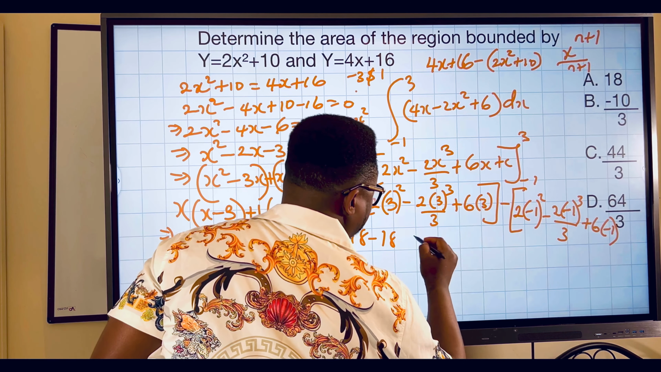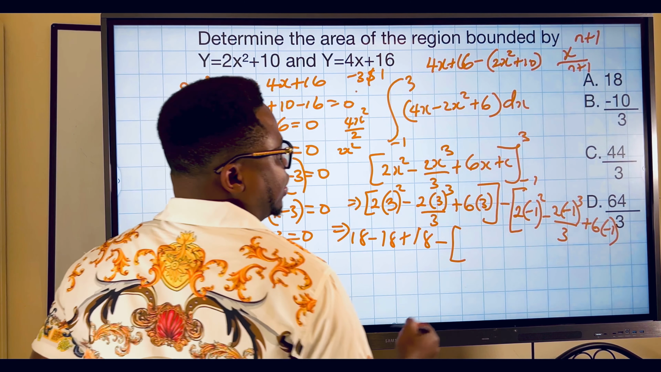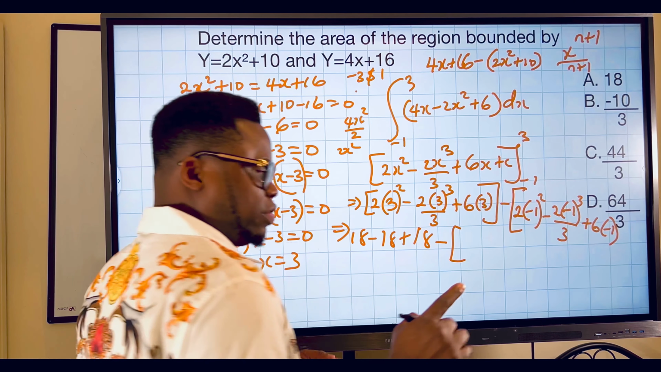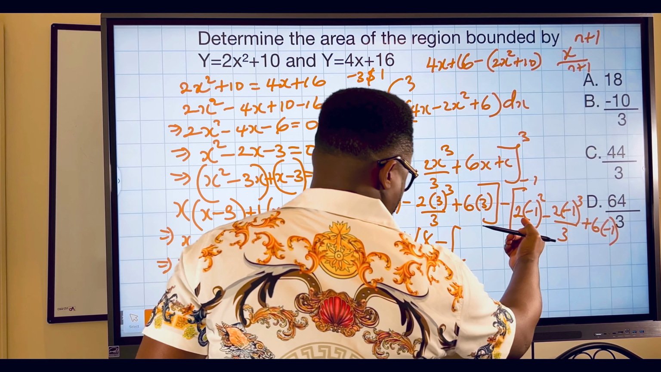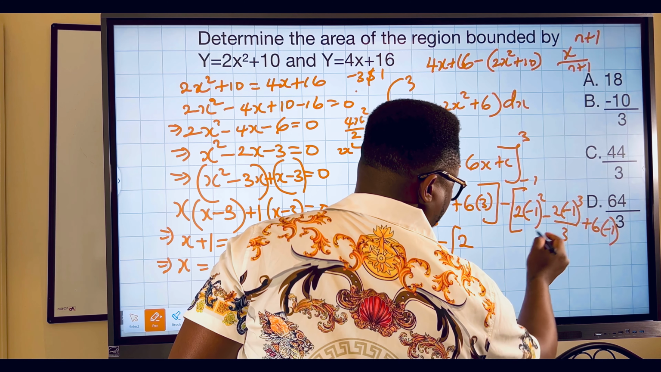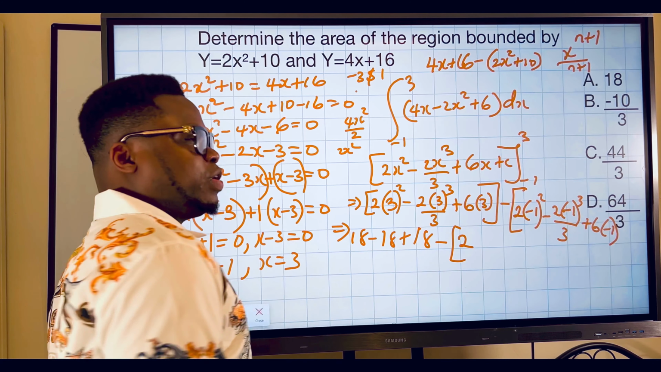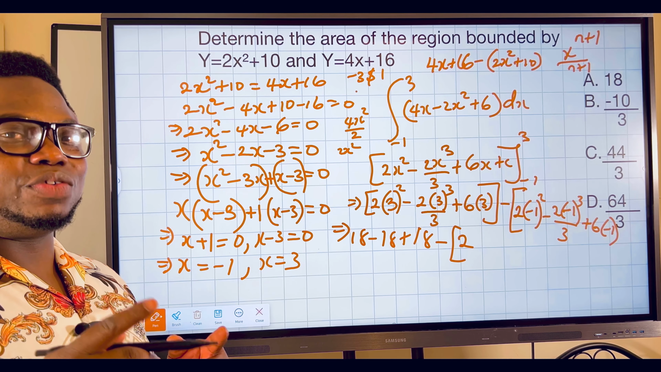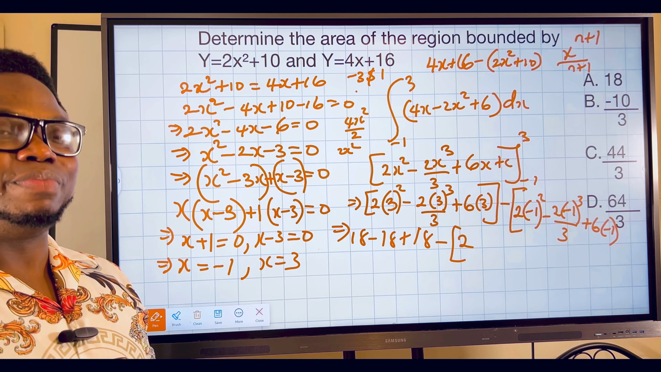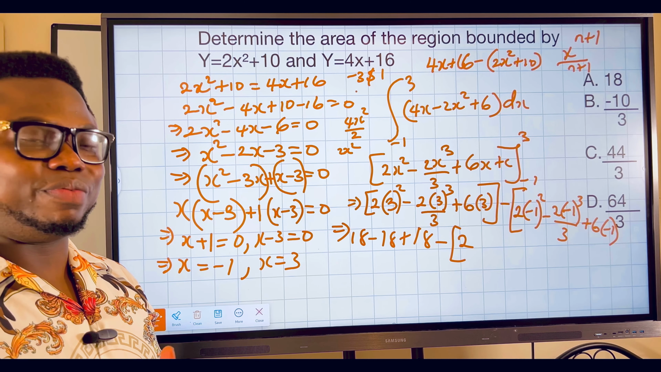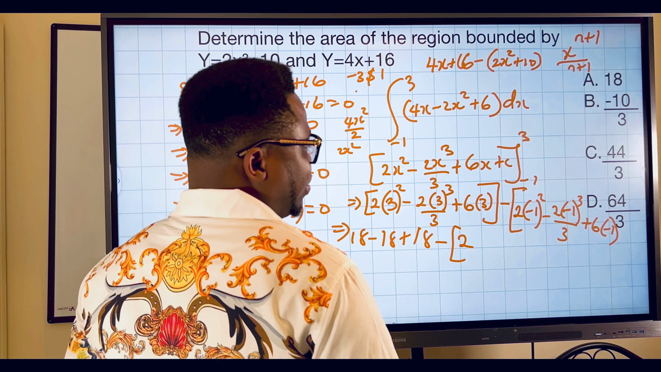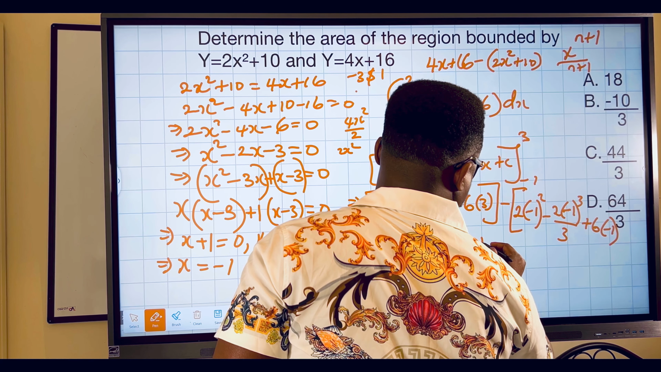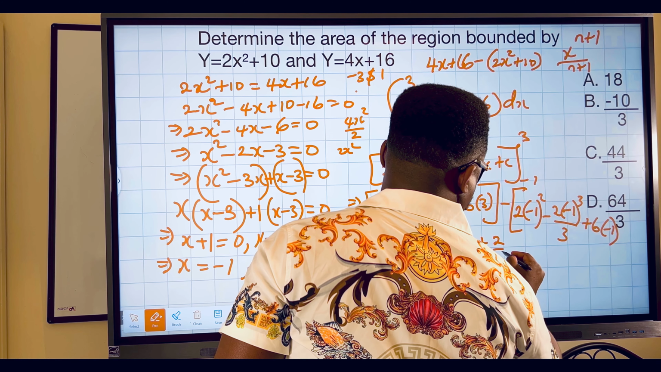Minus, so I'll put brackets because of these signs. Now, minus 1 squared is going to give me plus 1, because minus times minus is plus. So 1 times 2 is 2. Then this is minus 1 cubed. Minus 1 raised to the power of 3 is going to give me minus 1, because it's minus 1 times minus 1 times minus 1. Minus times minus is going to be plus. Plus times minus is going to be minus. So I'll have minus 1. Minus 1 times minus 2 over 3 is going to give me plus 2 over 3.